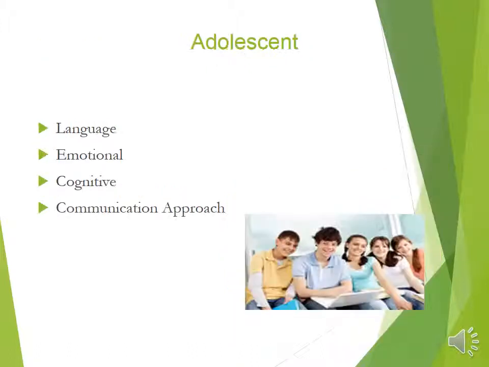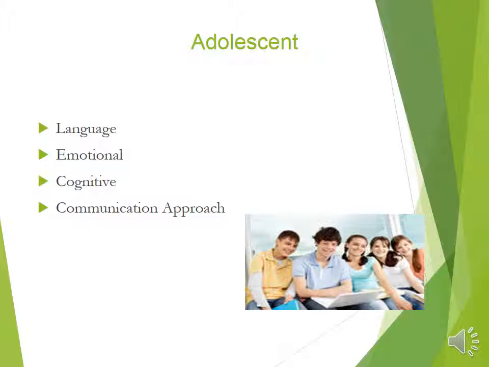And let's talk about the adolescent. They're beginning to communicate now as adults. They're able to verbalize and comprehend most adult concepts. They accept responsibility for their own actions. They have a need for independence and privacy. They frequently have a small group of very close friends.